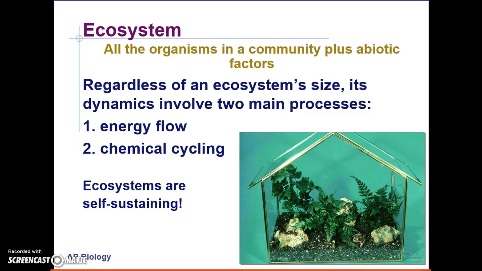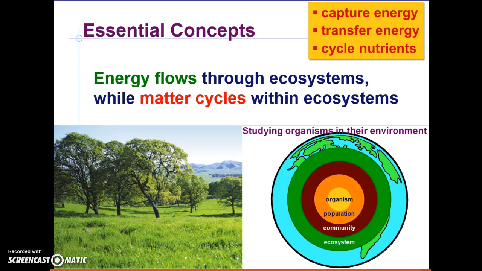Because ecosystems are self-sustaining. They have energy that flows through them and passes from trophic level to trophic level. And also, they need to have the chemicals and nutrients, the building blocks within the ecosystem, that can be cycled so that everything that is needed for that ecosystem is present. The two essential concepts that this comes down to are that energy is flowing through an ecosystem and matter is cycling within that system. So keep those two things straight: energy is going to flow through, while matter stays within the system and just cycles.